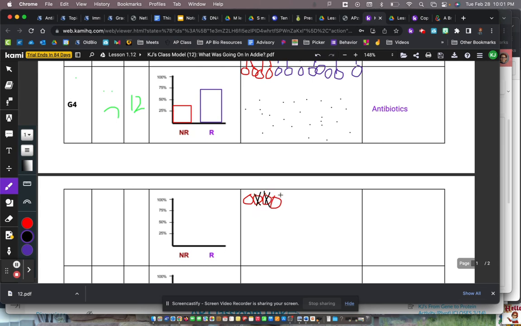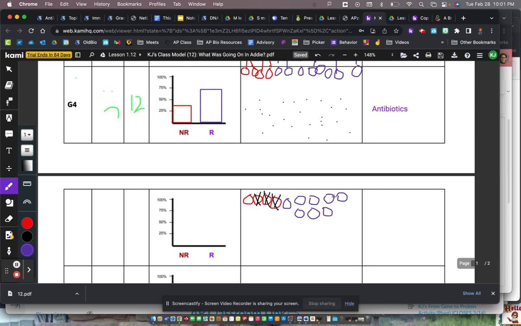So 3 out of the 4 remaining not resistant bacteria are now dead. And let's draw the rest of the resistant. There are 8 of them, 8 of the purple circles here. I don't think mine are all going to fit. They're going to have to start doubling and I won't be able to draw it, but that's okay. So now we added antibiotics here.